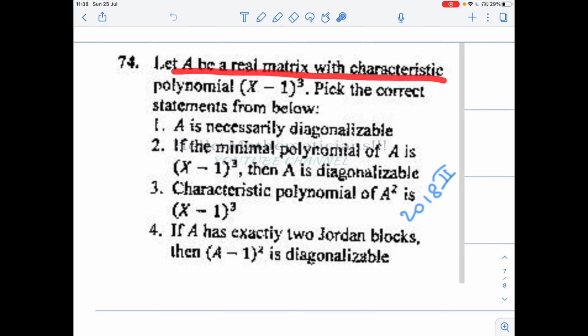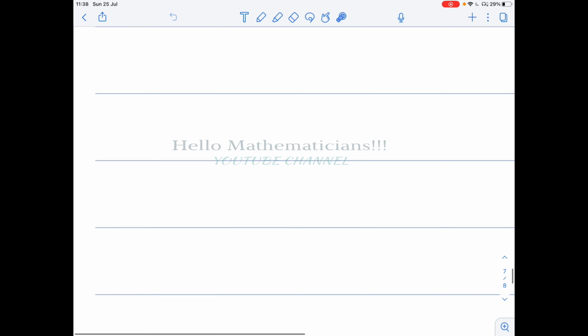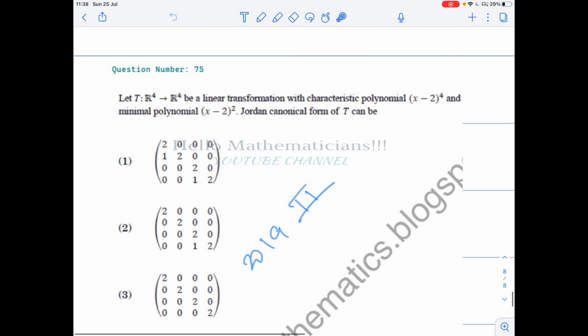So all these problems can be solved using our next video. This is another problem. Let A be a real matrix. Its characteristic polynomial is given. Then about the Jordan blocks, they ask some questions. So all these things can be solved using our next video. Now you have learned a little bit about Jordan canonical form. You go back and try to solve all the problems regarding Jordan canonical forms and diagonalizable matrices.